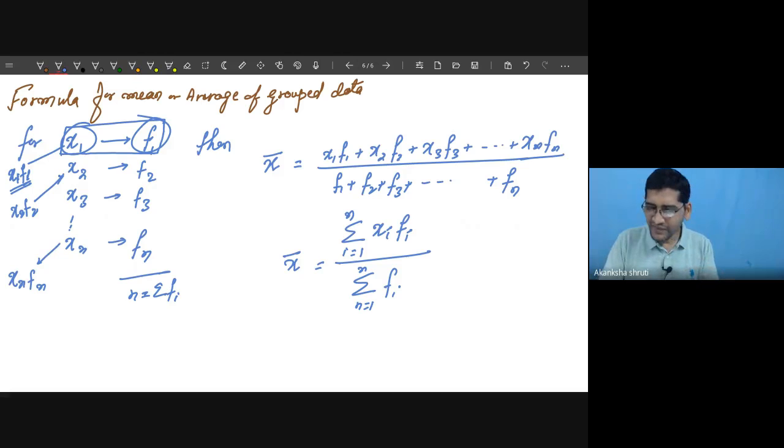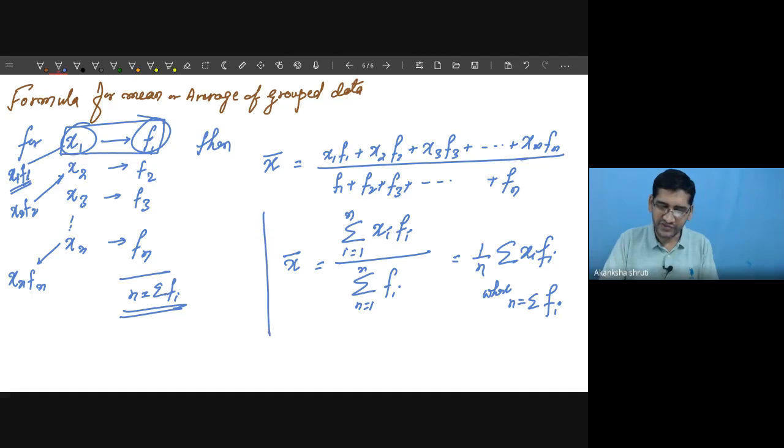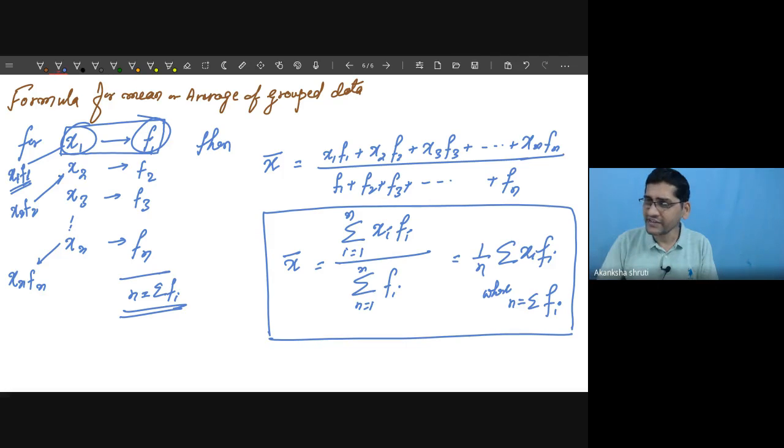Or sometimes, if the denominator is written as n, this may be written as 1 by n summation of xi fi, where we have to keep in mind that n has the relation that it is the sum of the individual frequencies. It is this one. So this was the formula that I had written in the beginning for grouped data.